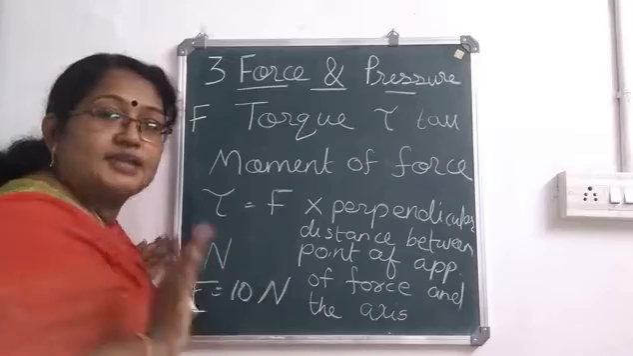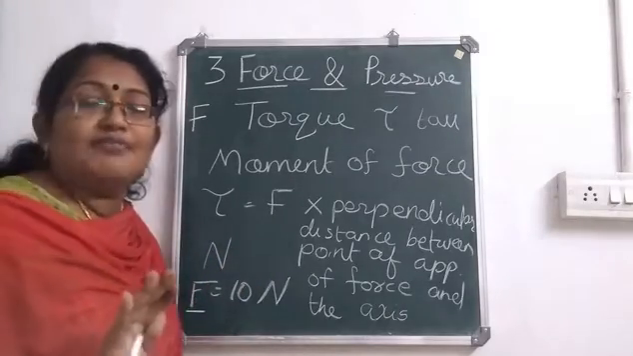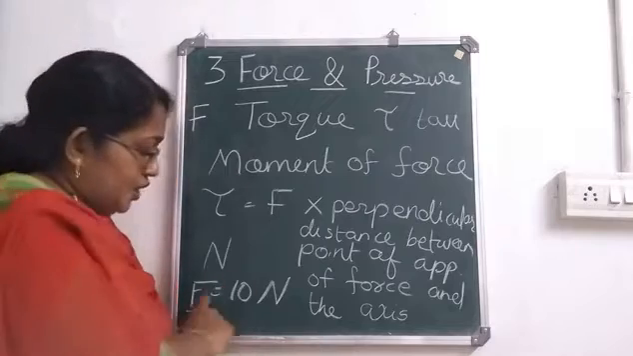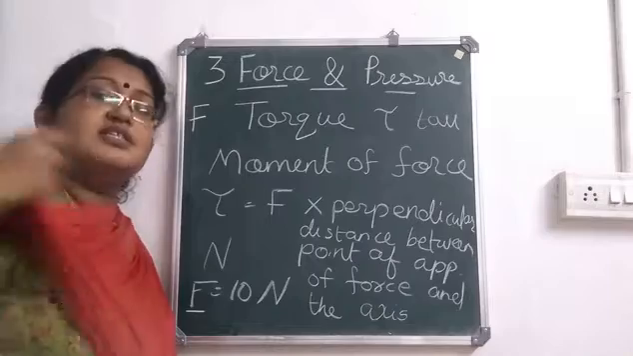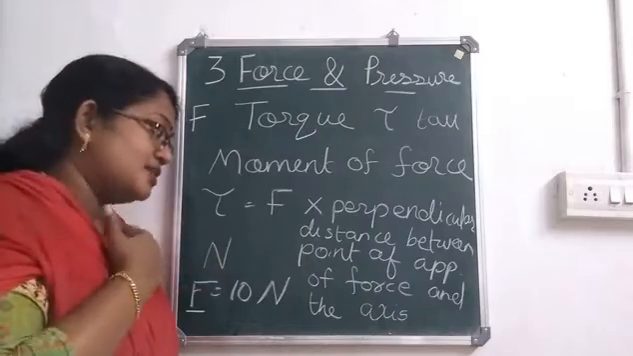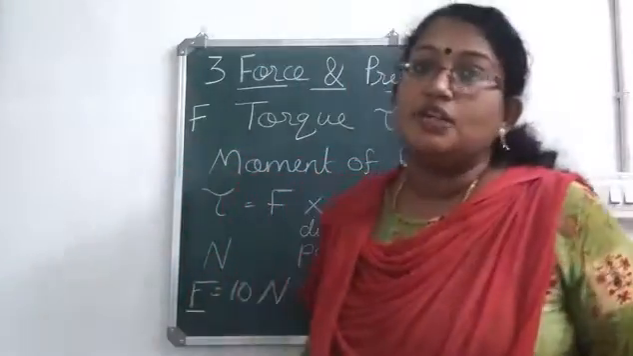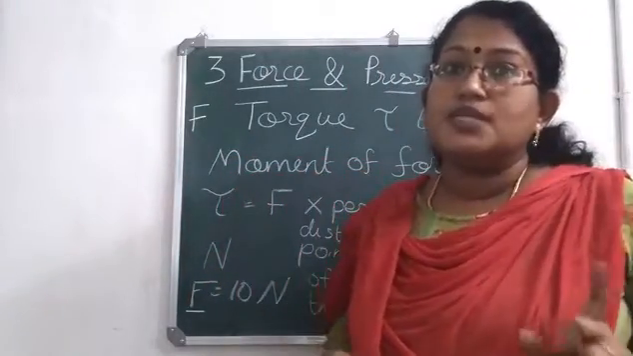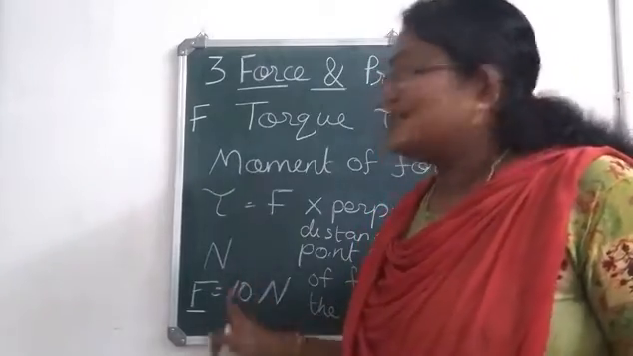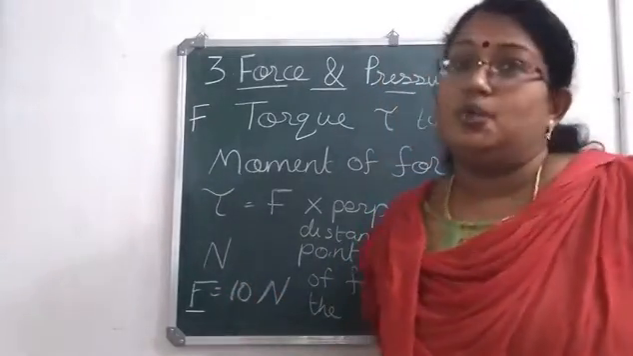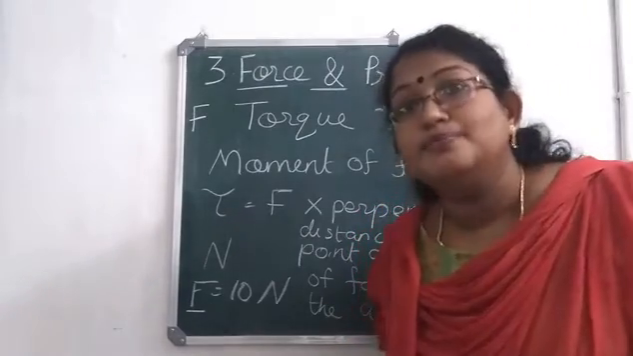Magnitude means it is numerical value. Numerical value is known as magnitude. So force is equal to 10 Newton. In this, force is the physical quantity, which is represented using its magnitude and unit. All the physical quantities are represented using their magnitude and unit. So the magnitude is 10 and the unit is Newton. That is another important thing you should remember.